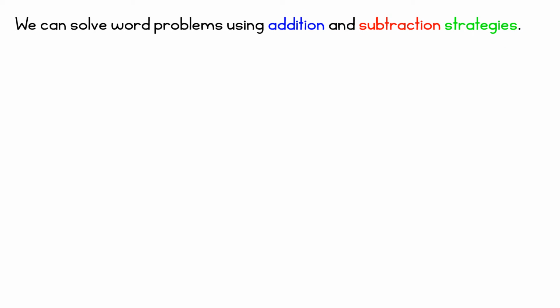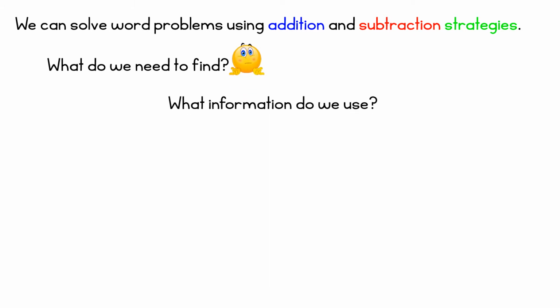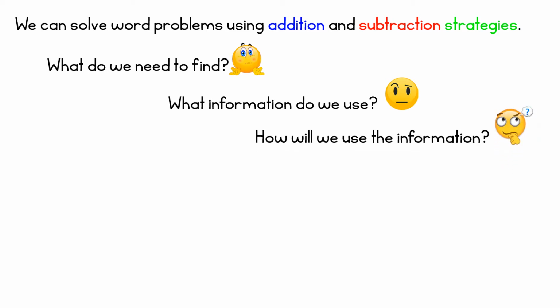Today we're going to look at problem solving with addition and subtraction facts to 20. We can solve word problems using addition and subtraction strategies. But before we can use the addition or subtraction strategy, we need to understand the word problem. We're going to have to know, what do we need to find? What information do we use from this word problem? How will we use this information from the word problem?